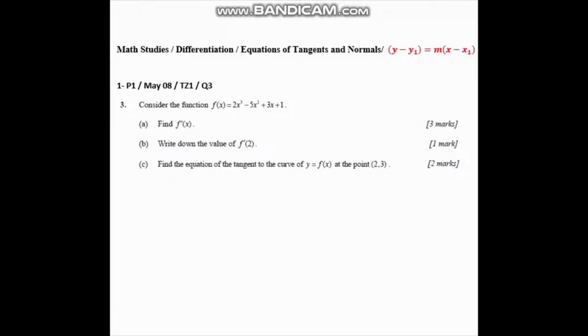So the first question that we shall tackle came in paper 1, May 2008, time zone 1, question 3. Kindly take a minute, attempt to solve, and the answer shall follow through shortly.